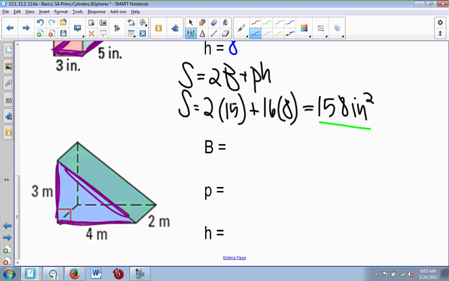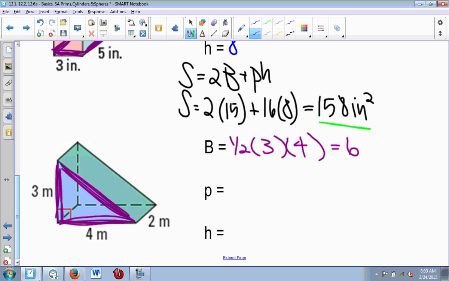So if I want to find the area of the triangle face, the formula is 1/2 base times height. Looking at the triangle, it's a right triangle. And so if I want the area of the right triangle, it's just 1/2 base times height. Base and height in this case are 3 and 4. So my big B in this case is going to come out as 6. It's just the area of a triangle.